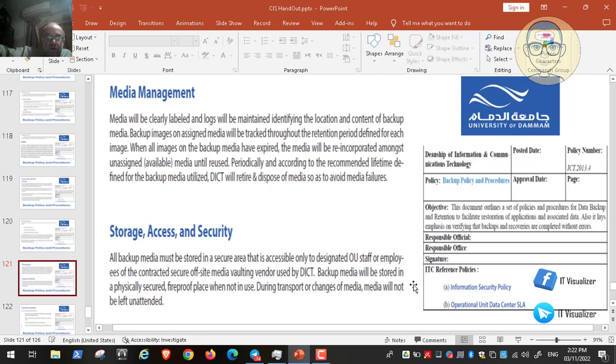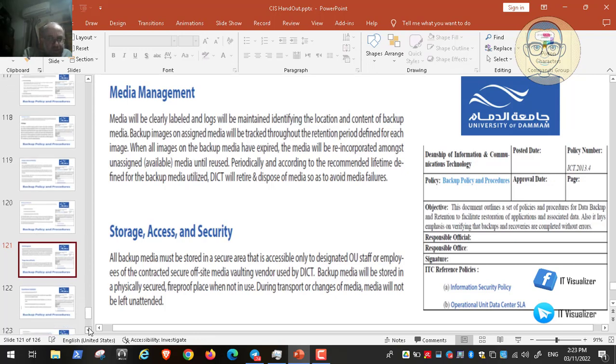For example, if you are transporting a tape drive to an off-site location, you as an IT person should not leave this media on your desk unattended. You should monitor the media and keep it in front of your eye, and give it to a responsible person from the bank to put it in the safe. So you should monitor the transport or the changes of the media. This is very clear.